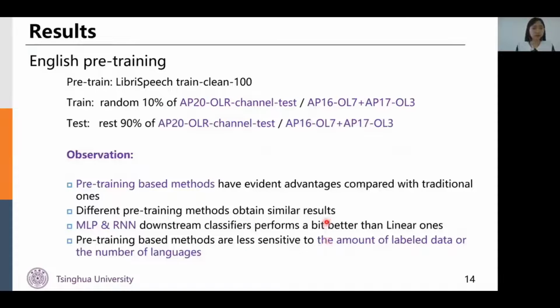The observations from this group of experiments are listed here. We will not go through this.